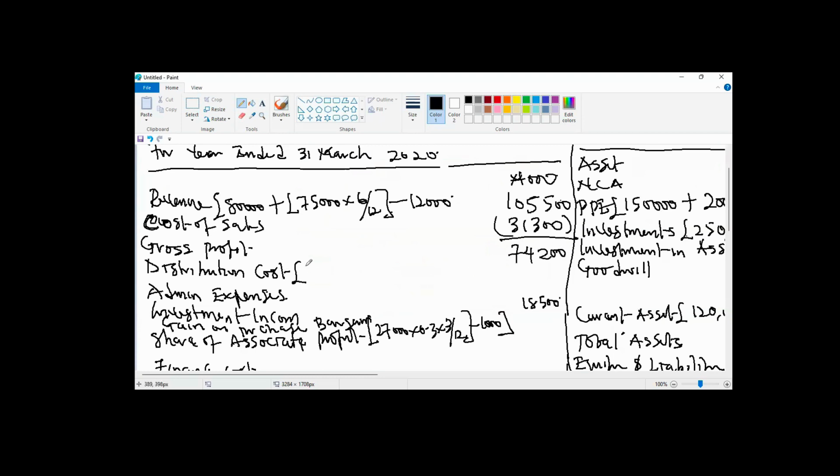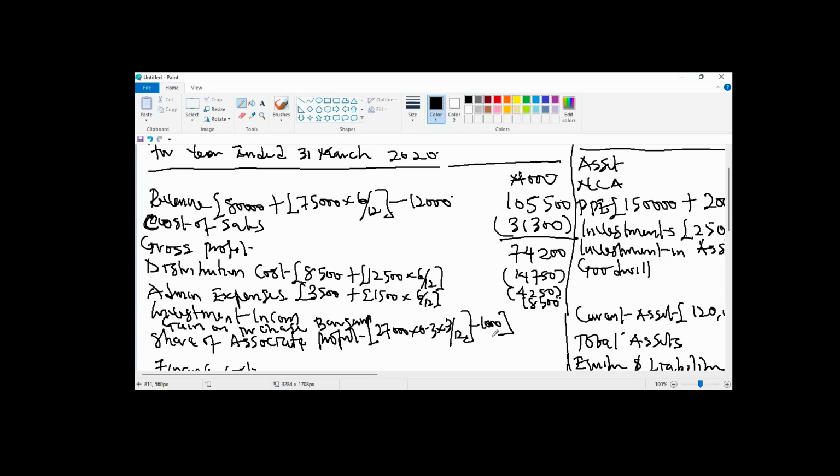Distribution costs. What is the distribution cost of the parent? 85 plus the sub, 12,500 times 6 over 12. So that gives me 14,750. Admin expenses, 35 plus 15 times 6 over 12. 4,250.